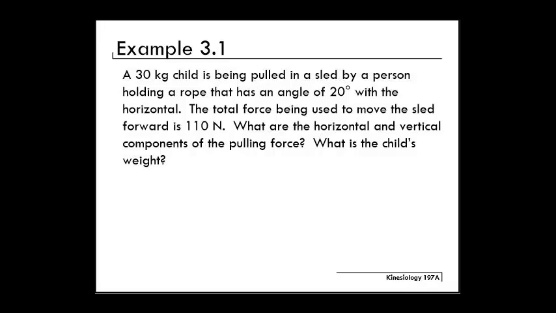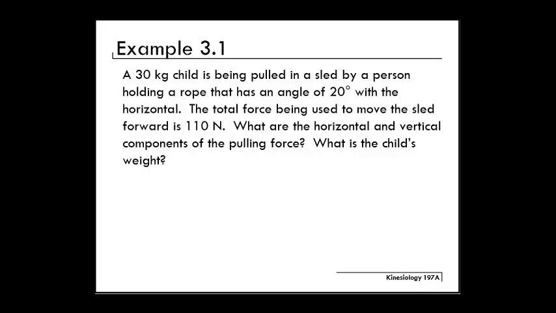3.1. A 30-kilogram child is being pulled in a sled by a person holding a rope that has an angle of 20 degrees with the horizontal. The total force being used to move the sled forward is 110 newtons. What are the horizontal and vertical components of the pulling force? What is the child's weight?